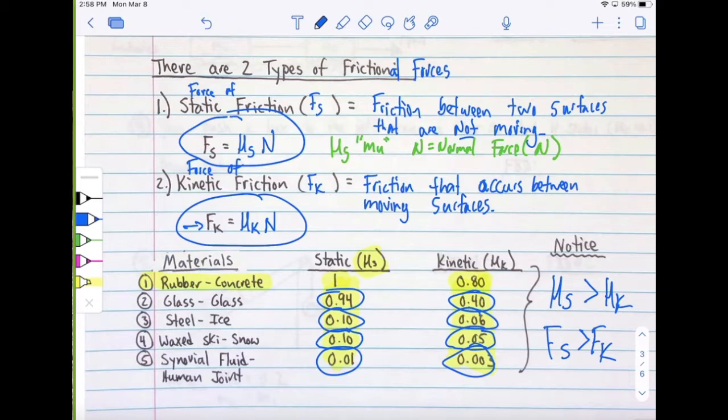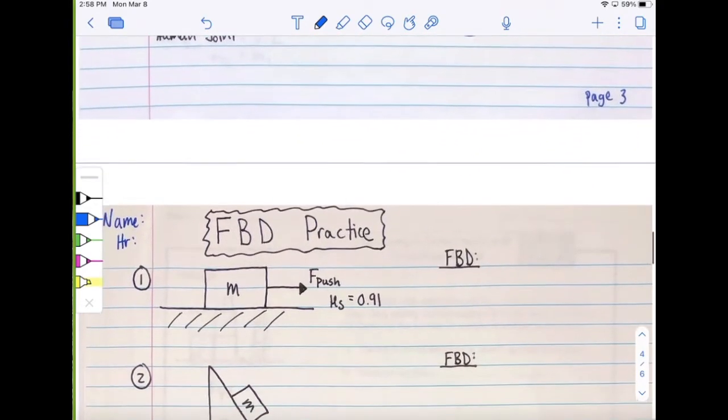The reason why is because the force of static friction that holds your hand in place is greater than the force of kinetic friction that tries to slow it down. So that's why when you're driving, you never really want your tires to be sliding, because then you're kind of out of control, right?